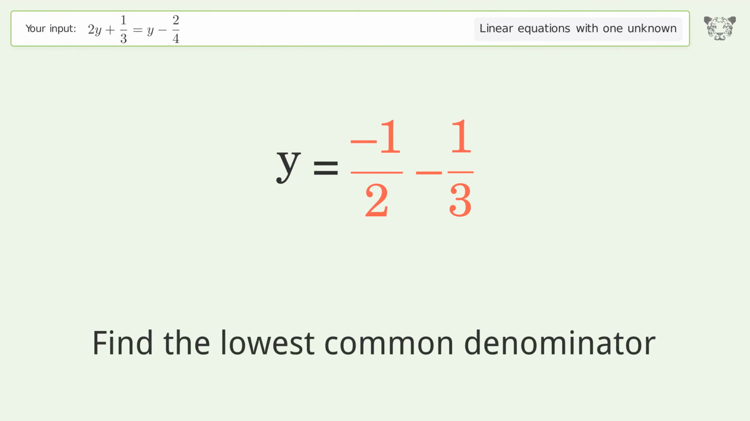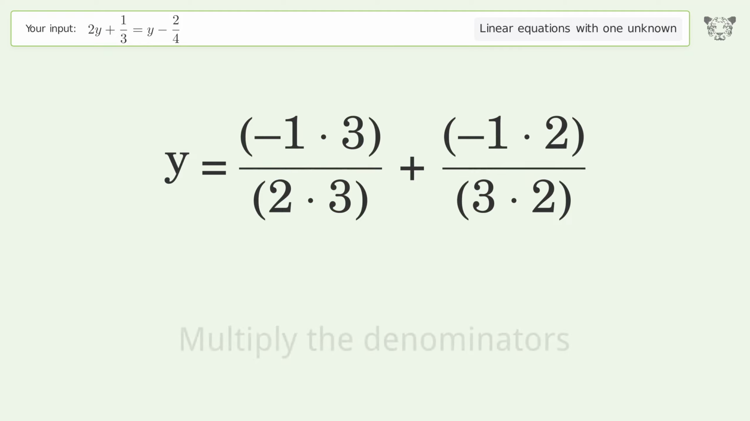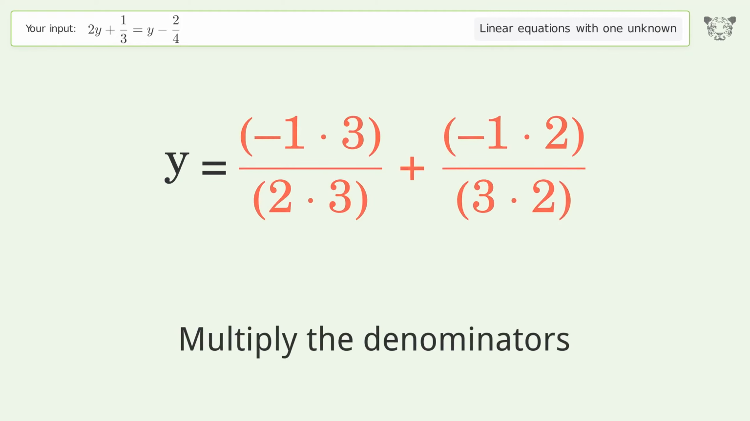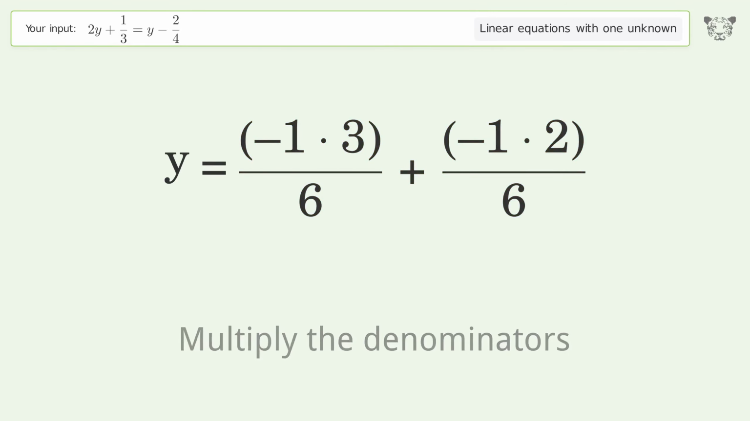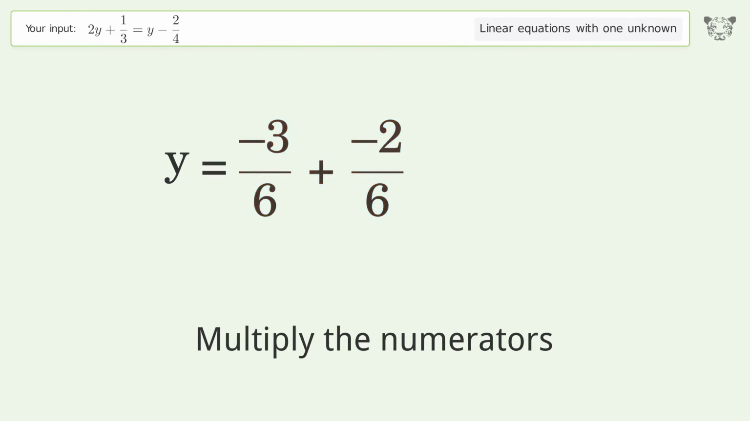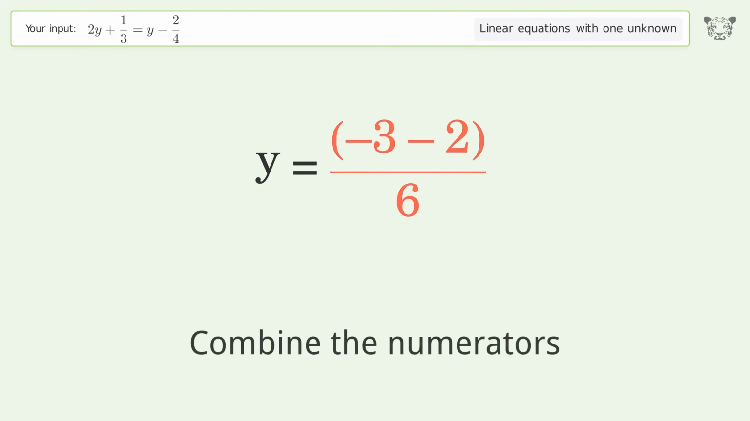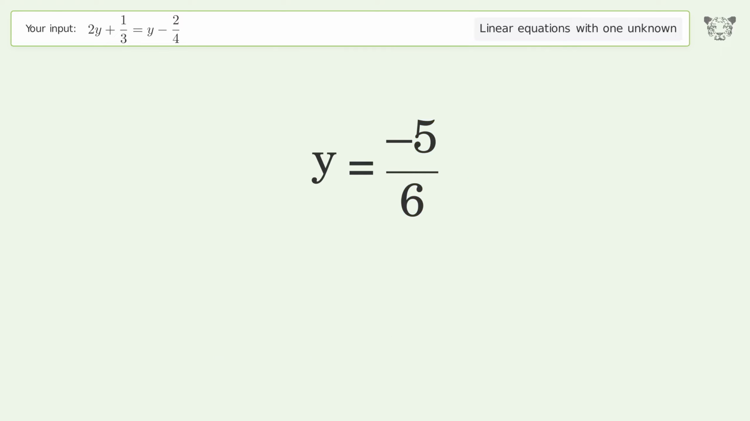Find the lowest common denominator. Multiply the denominators. Multiply the numerators. Combine the fractions. Combine the numerators. And so the final result is y equals -5/6.